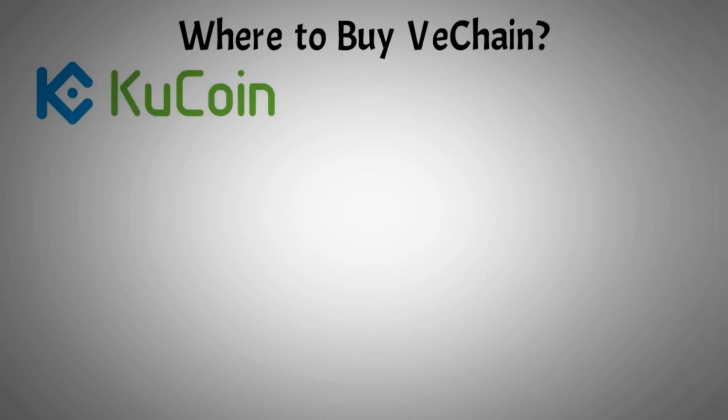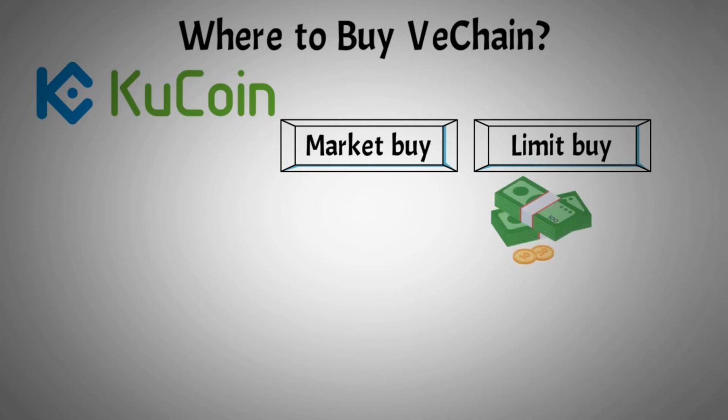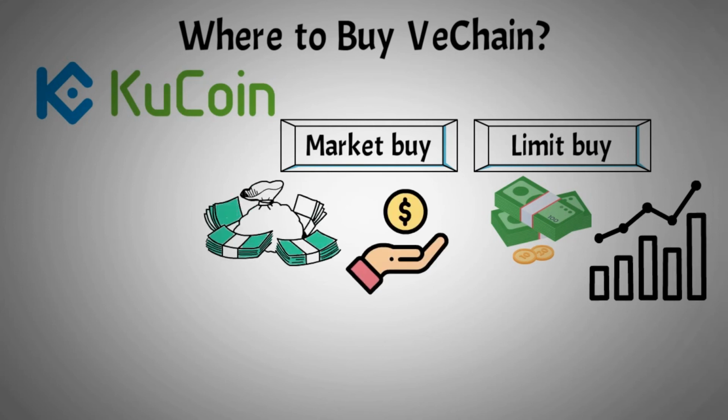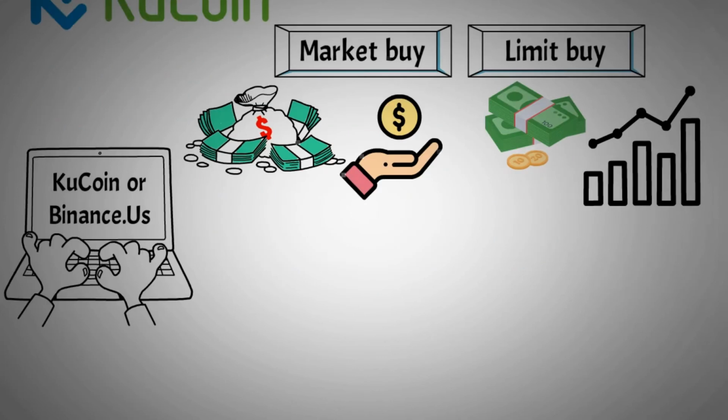Where can you buy VeChain? You can purchase VET through the KuCoin exchange in the same way that you could buy any other cryptocurrency. You can either place a market buy or a limit buy. With a limit buy, you select the price you're ready to pay, and your order gets filled once the token price hits your limit price. However, if you want to get your hands on the token sooner, you can make a market order, where you agree to pay the current price and have your order completed almost immediately. If you're interested in purchasing VeChain, you can do so by visiting KuCoin or Binance.us.